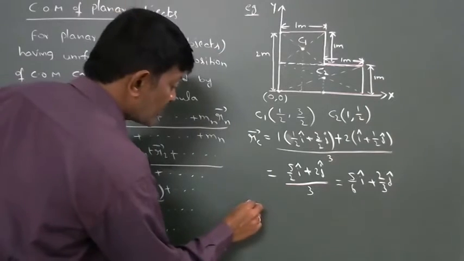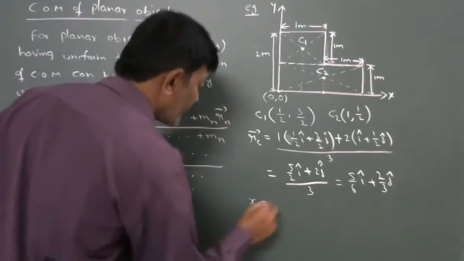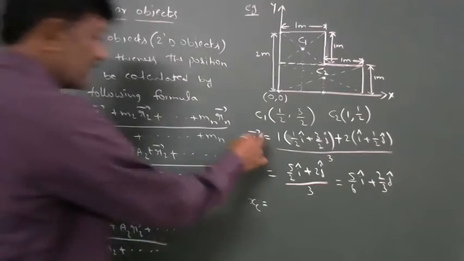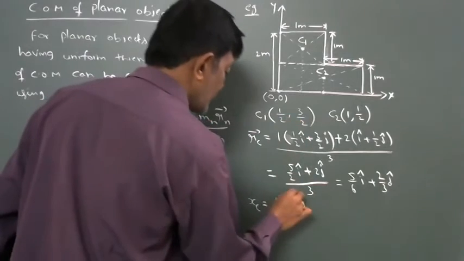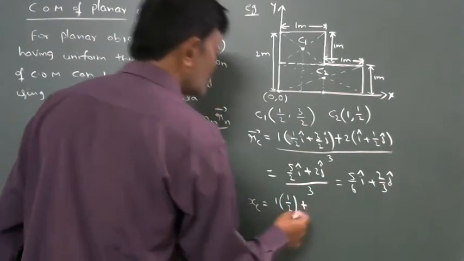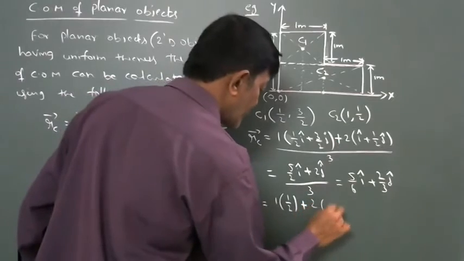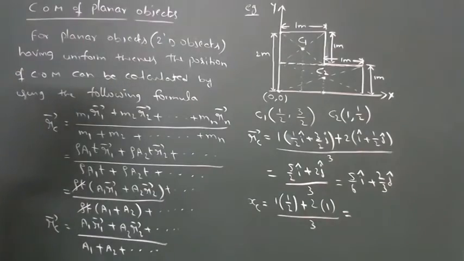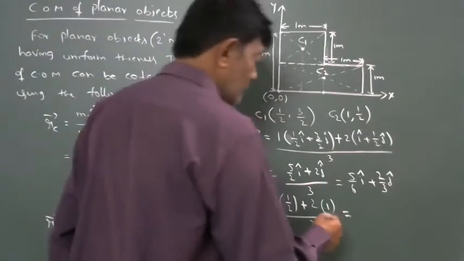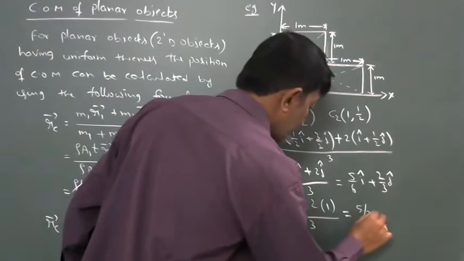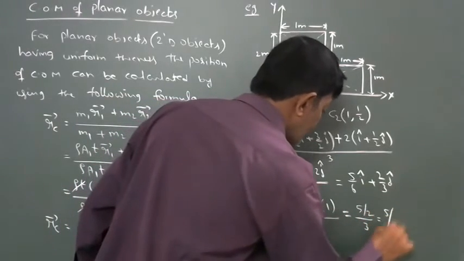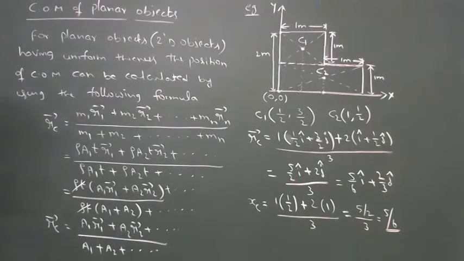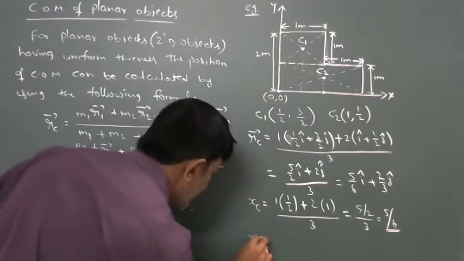xc is equal to a1 x1, a1 is 1 into x1 is 1 by 2, plus a2 x2, a2 means 2 into x2 means 1, divided by a1 plus a2, 3. That is 2 plus half, 2 and a half, which means 5 by 2. 5 by 2 by 3, that is 5 by 6. That is the x coordinate of center of mass. Next, the y coordinate of center of mass.